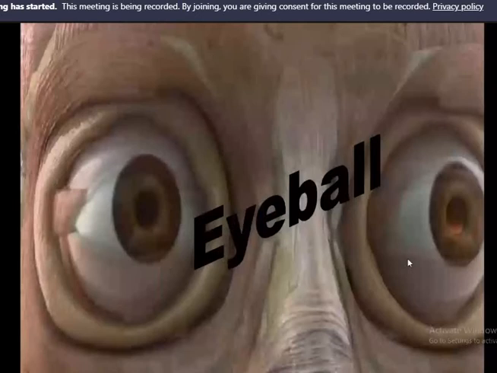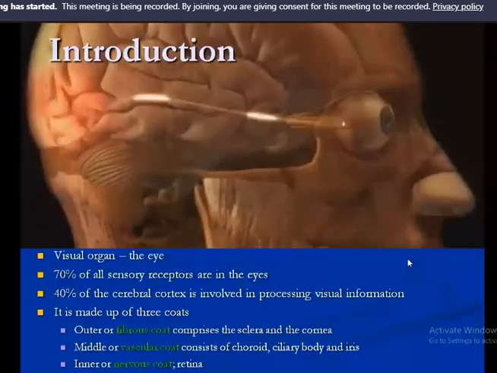So let us start with the introduction part. The eye is the visual organ. 70% of all the receptors are present in the eye, whereas the remaining 30%, mainly the 40% of the cerebral cortex, is involved in processing that visual information.